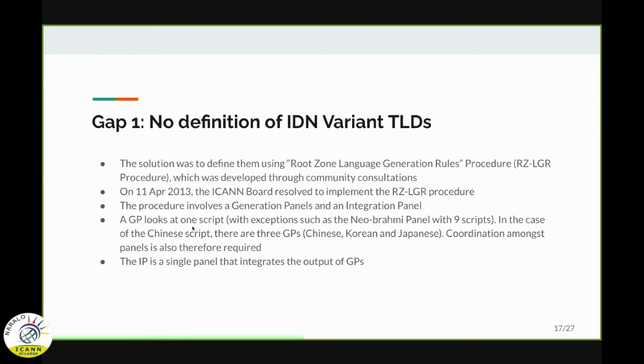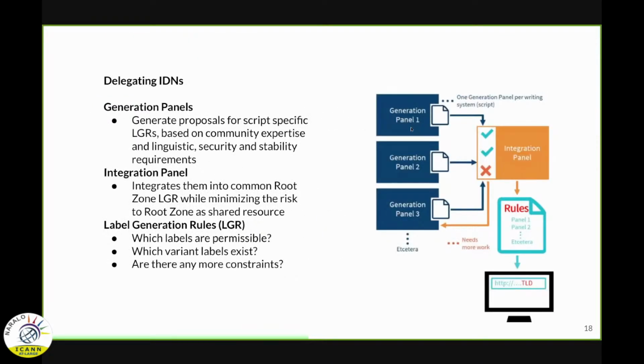So the idea of a generation panel is a small group containing experts on that language who will decide what is to be used, what the rules to be applied are, and what the variants are. As you can see in the next picture, there is a generation panel for every language, but with some exceptions. Like I said, the CJK Chinese script has 3 GPs. It is as if the same script is used by 3 different languages, whereas the Neo-Brahmi GP looks at 9 scripts, or probably more than that. So there are overlaps of all kinds, but the principle is that 1 language gets 1 generation panel.